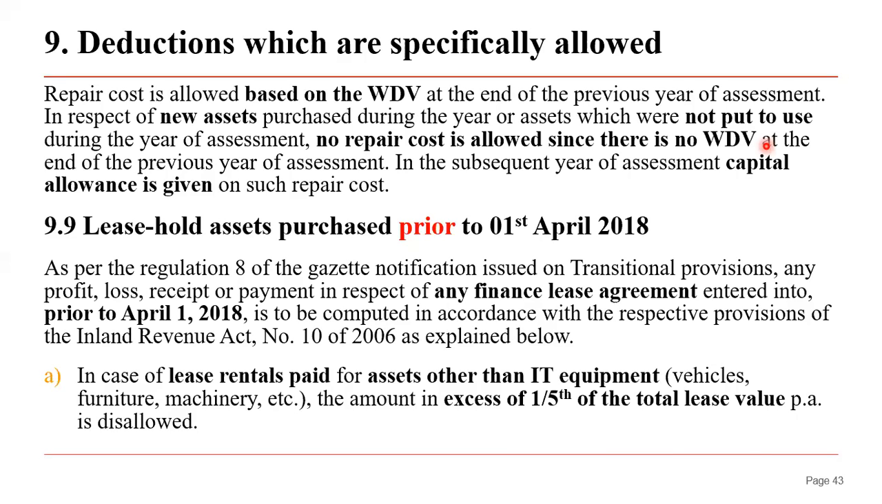In the subsequent year of assessment, capital allowance is given on repair cost. Then they can claim subsequently capital allowance on next year, right? Then this year they have incurred, since they have no WDV, the entire amount is disallowed. Then such cost we can claim capital allowances by adding to the depreciation basis next year, right? Is it clear?